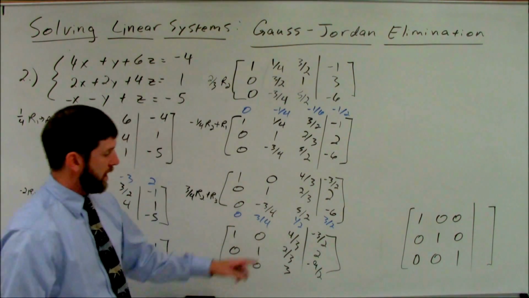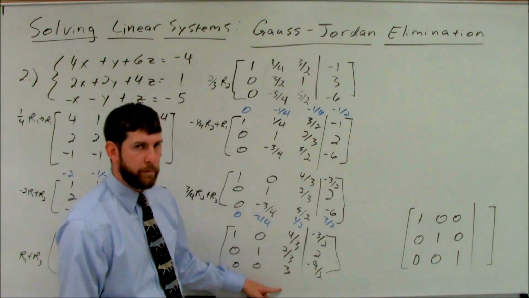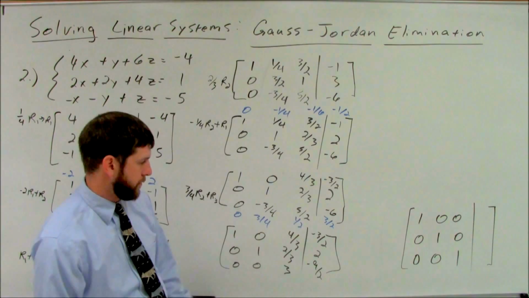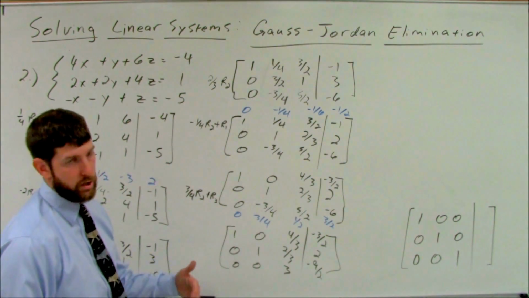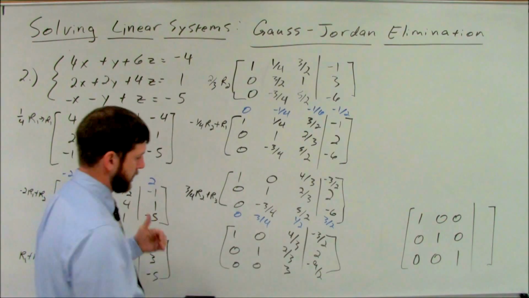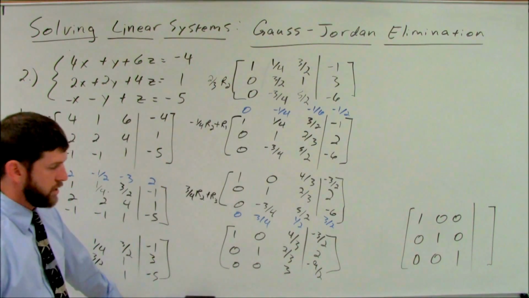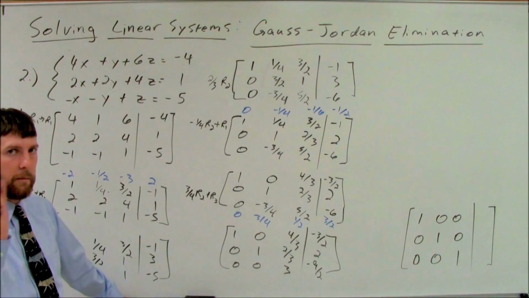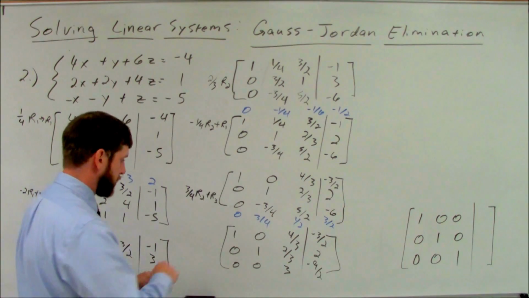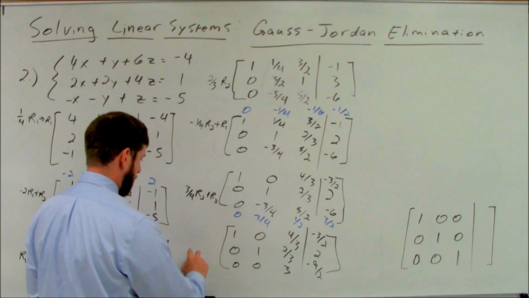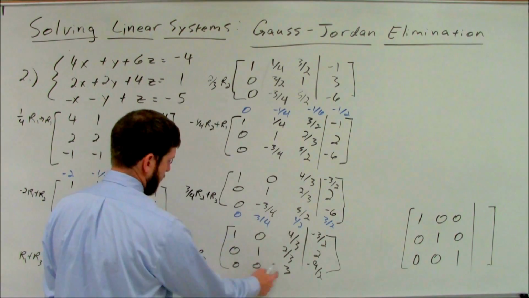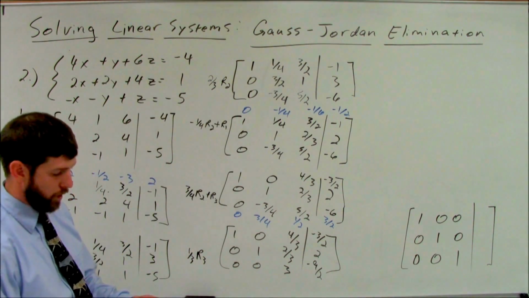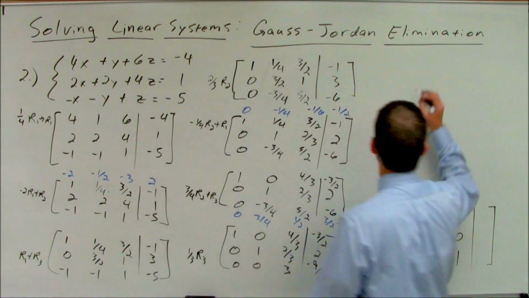Column 2 is finished. Now we move to column 3, and our pivot in column 3 is our row 3 number. I need that to be a 1. We've already talked about this. How do I turn a single value into a 1? I multiply by its reciprocal. So I'm going to multiply row 3 by 1/3, because 1/3 times 3 will give us 1.